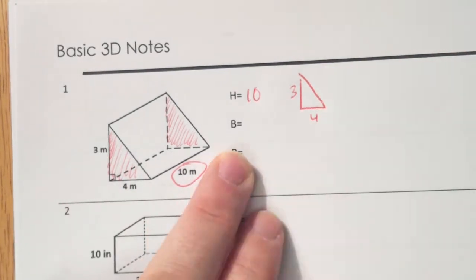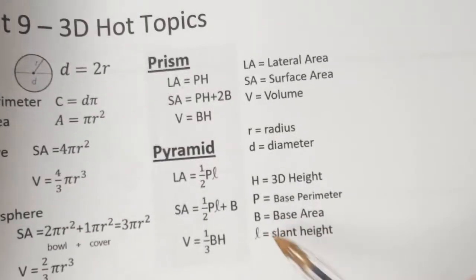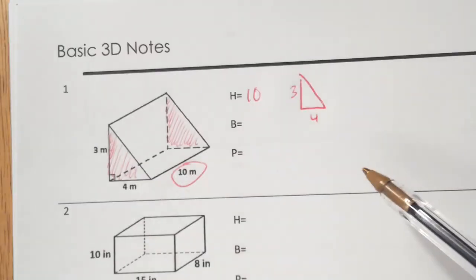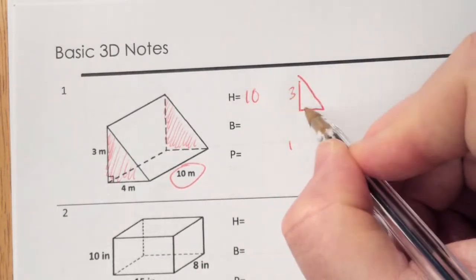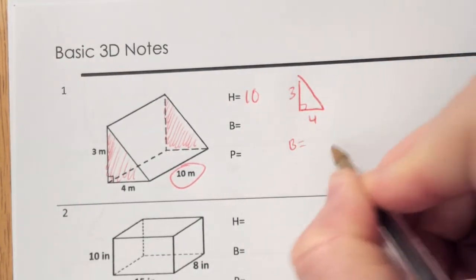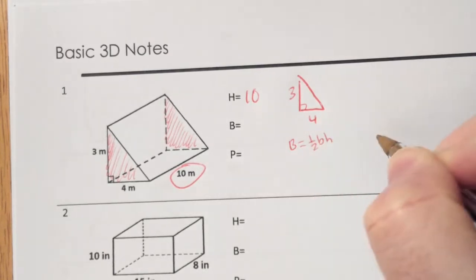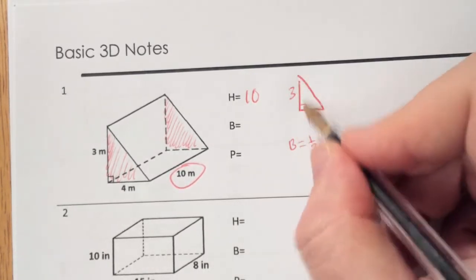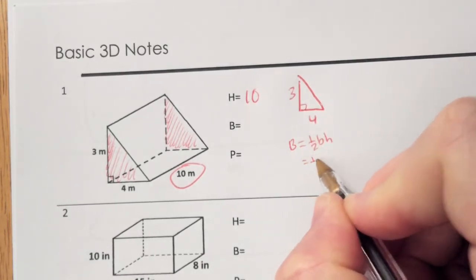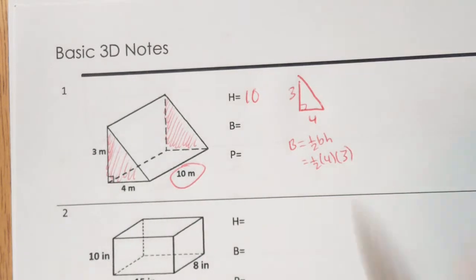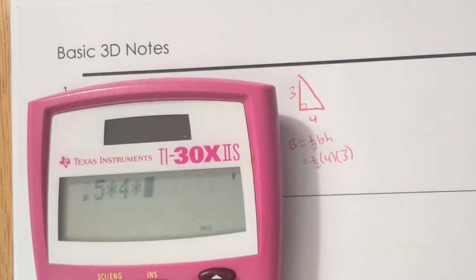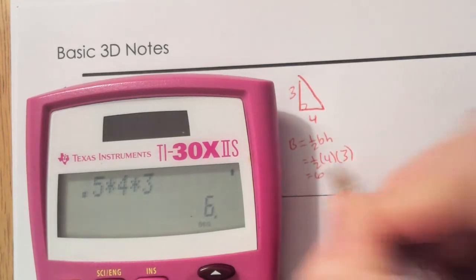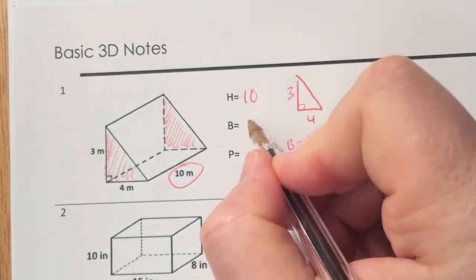Now, capital B stands for base area. So we want to find the area of this base. We might have to find a missing side, but in this case, we're okay. This is a triangle, so it's 1/2 little base times little height, and that's made by the right angle. So that's 1/2 times 4 times 3. If you put that in a calculator, 0.5, which is 1/2, times 4 times 3, you get 6. So the base area is 6.